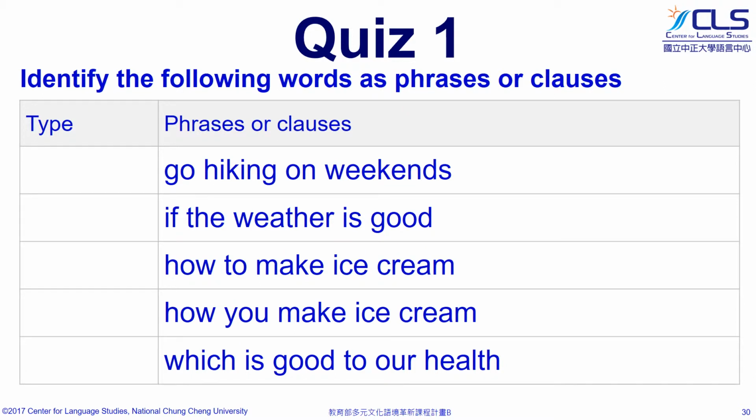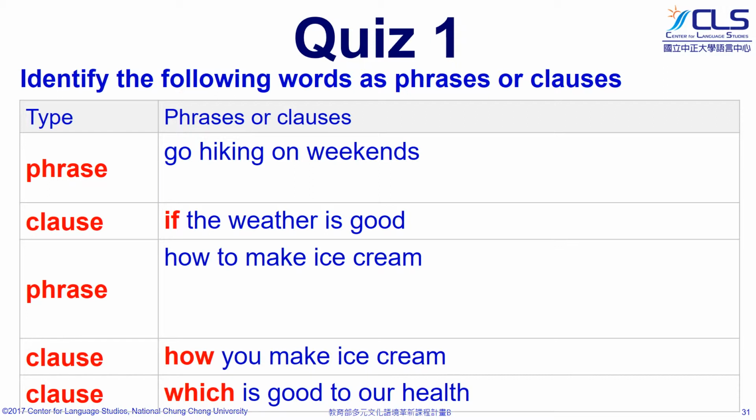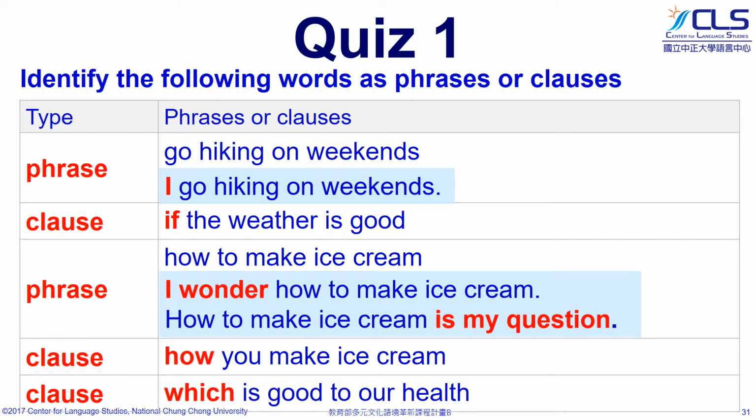First, please identify the following words as phrases or clauses. Here are the answers. As we have learned, a clause has a subject and a verb, so the red words if, how, and which are the connectors used to introduce different clauses. For the first one, go hiking on weekends, we can add a subject, I, to make it a clause. And for the third one, how to make ice cream, we can add the subject and verb, I wonder, or the verb and complement, is my question, to make it a clause.